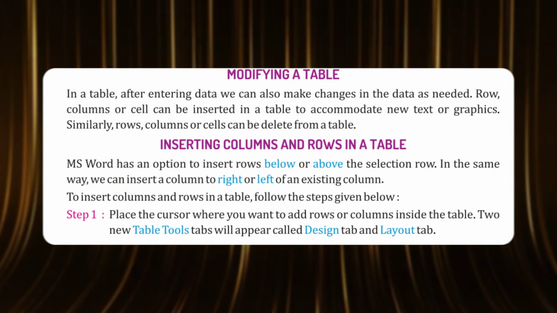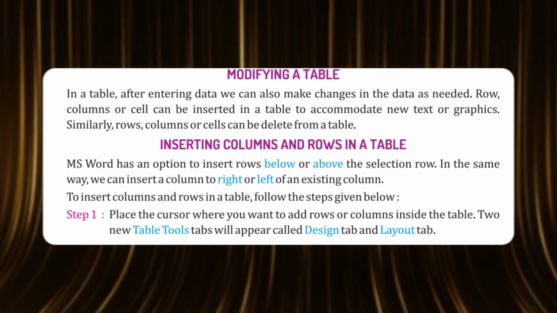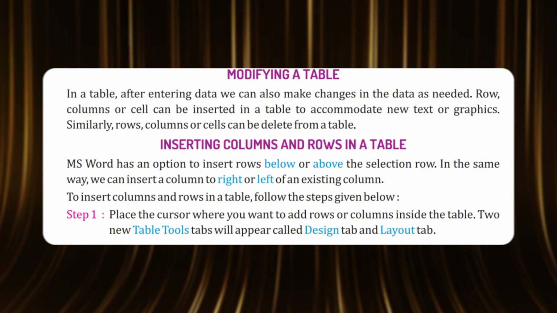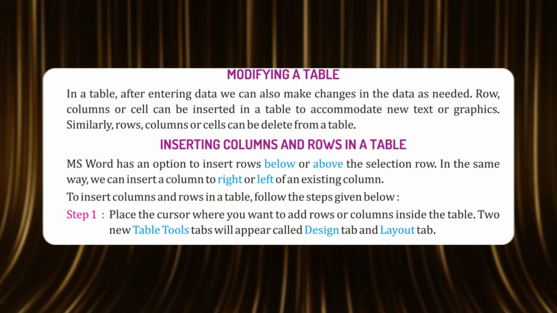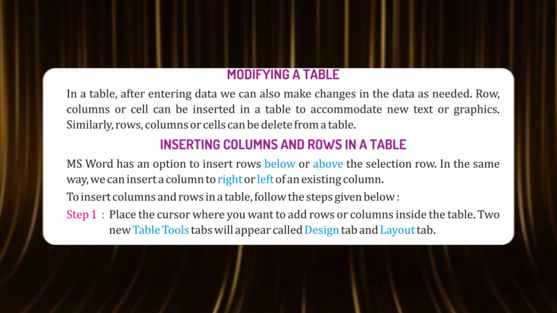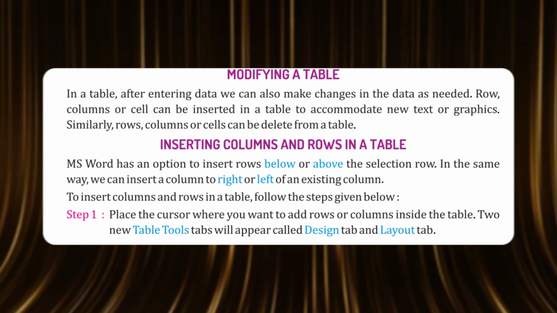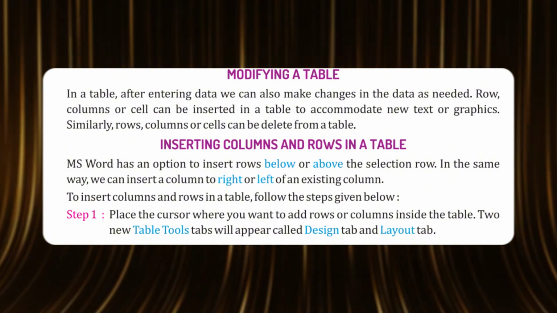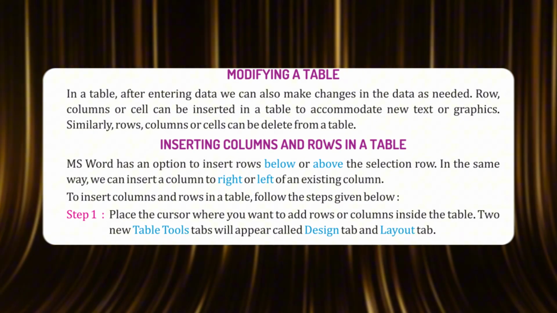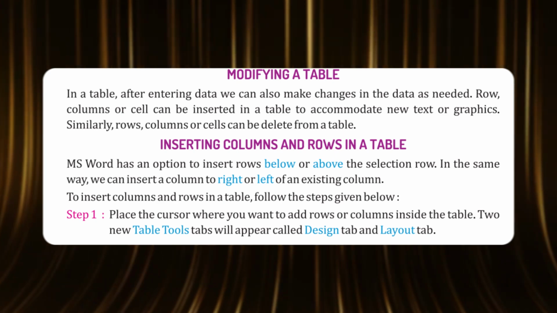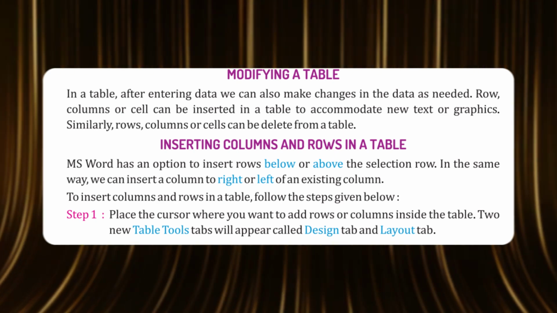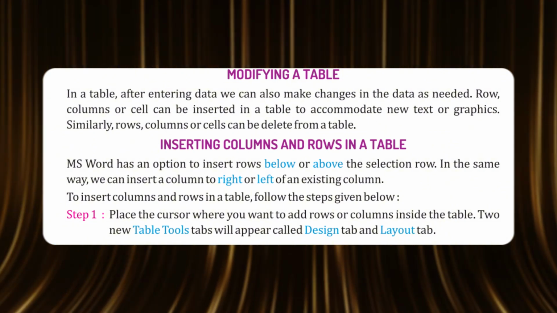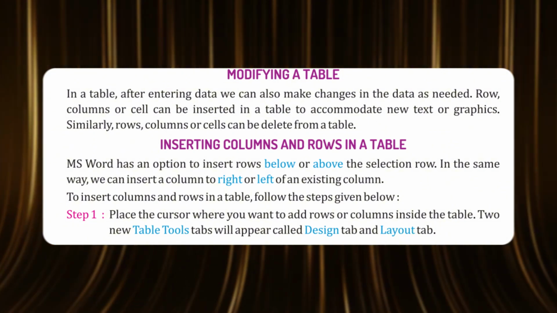Modifying a table. In a table, after entering data, we can also make changes in the data as needed. Rows, columns or cells can be inserted in a table to accommodate new text or graphics. Similarly, rows, columns or cells can be deleted from a table. Inserting columns and rows in a table. MS Word has an option to insert rows below or above the selected row. In the same way, we can insert a column to the right or left of an existing column.